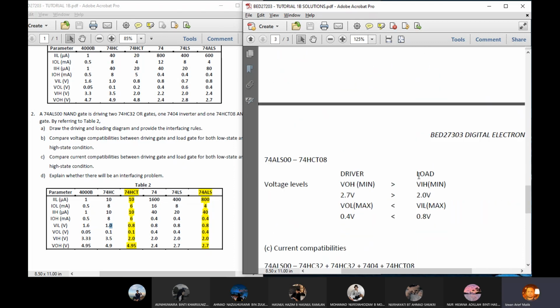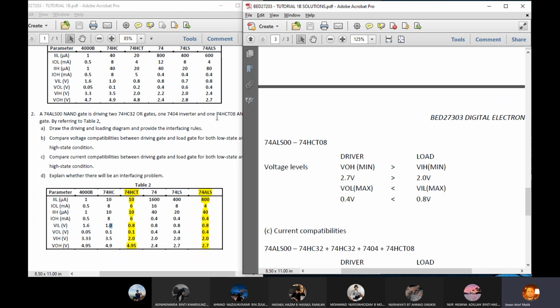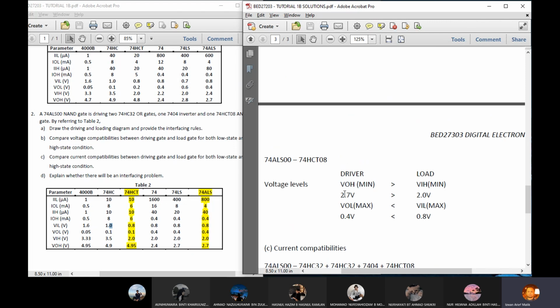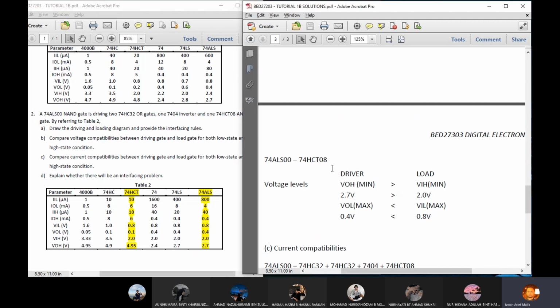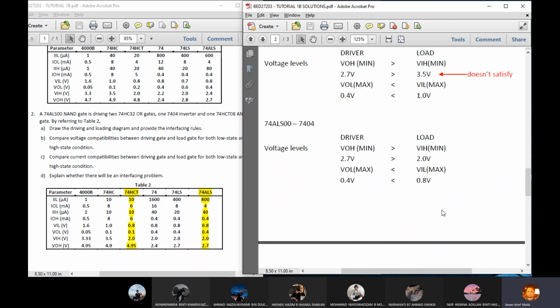Right, then the third one, between 74LS with 74HCT, 2.7 and 0.4, just take from above. The HCT has VIH of 2 and VIL of 0.8. So 2 with 0.8, then obviously it does satisfy the equation. 2.7 is bigger than 2, correct. 0.4 is less than 0.8, correct as well. Okay, so that is for voltage.